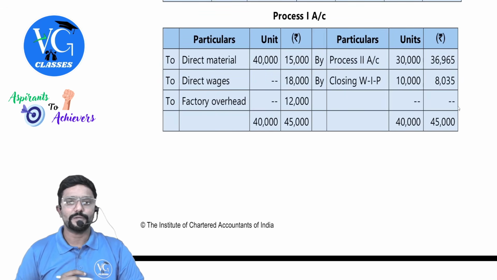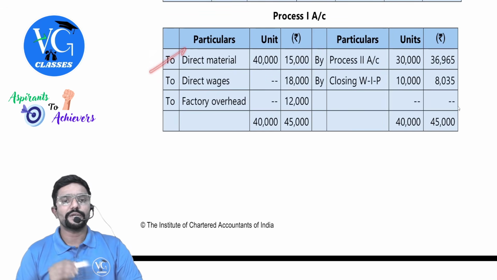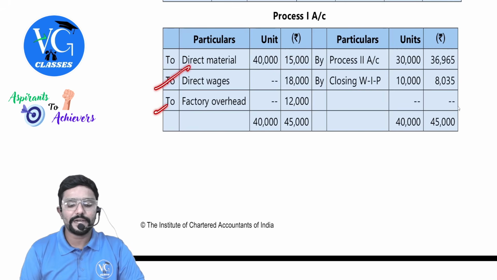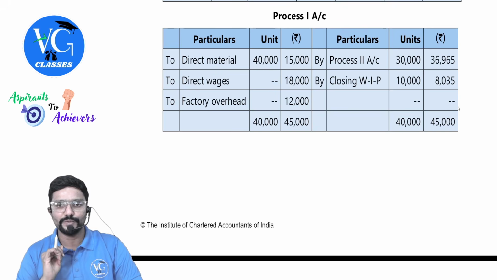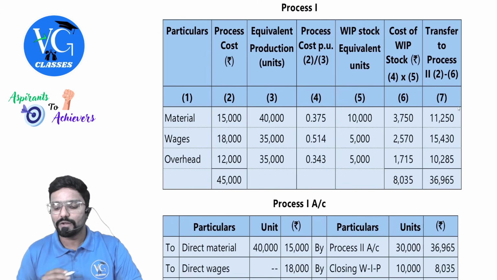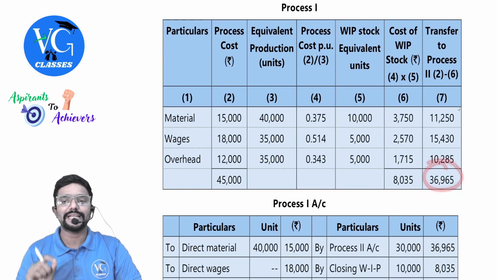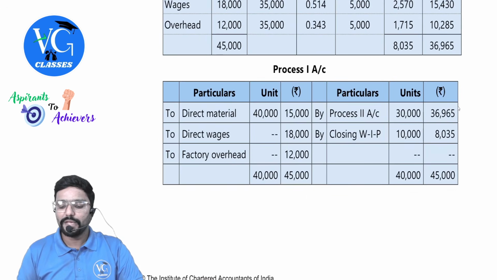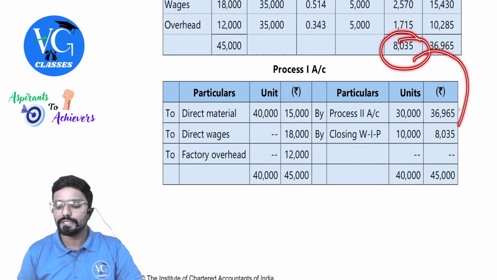Now coming to process account. So first, what is the input? 40,000 units at a cost of 15,000. Wages, factory overhead is given, record as it is. Now coming to process 2, how much are we transferring? 30,000 units at a cost of 36,965. Next, what is the closing WIP? 10,000 units. What is the cost? Actual units, please be careful. What is the cost of it? 8,030.